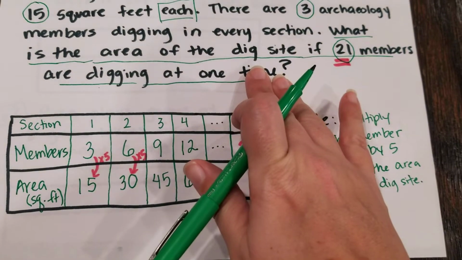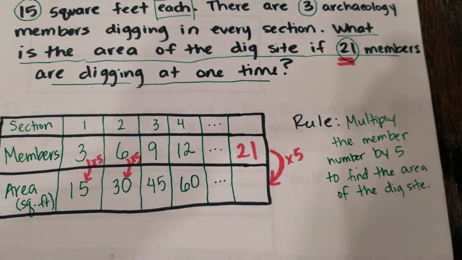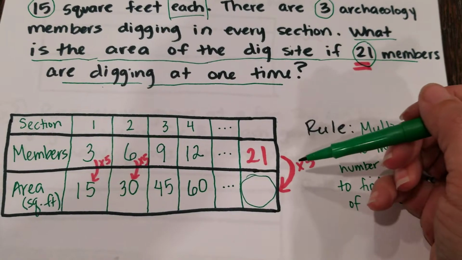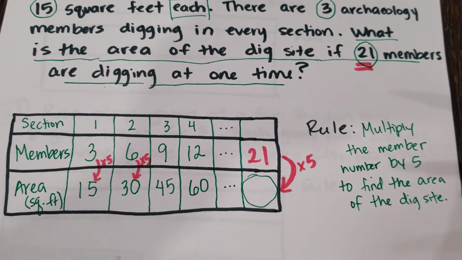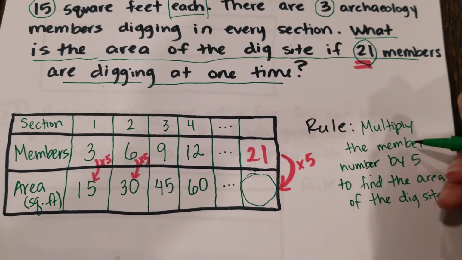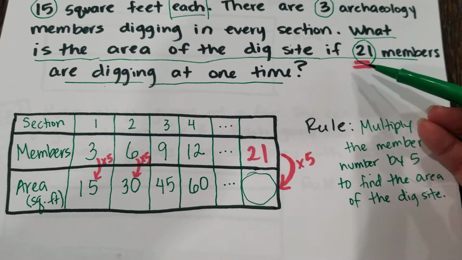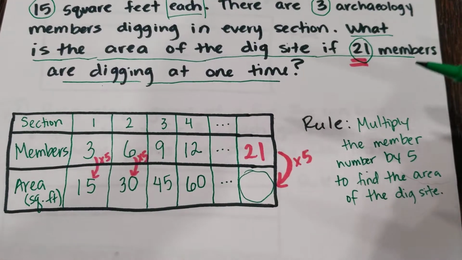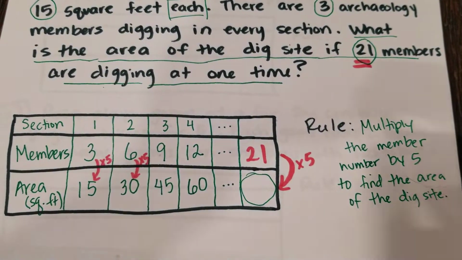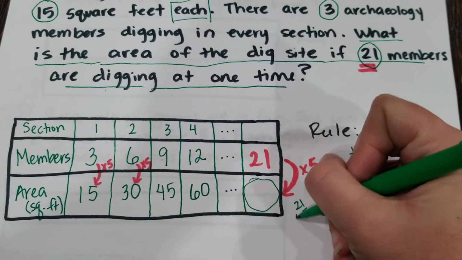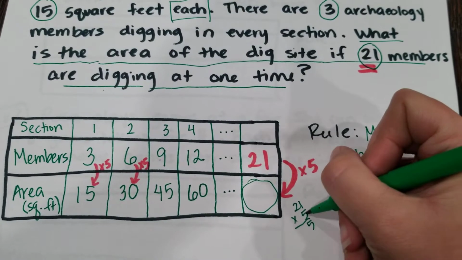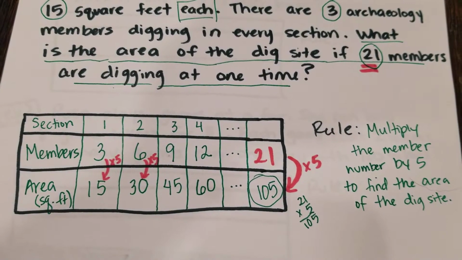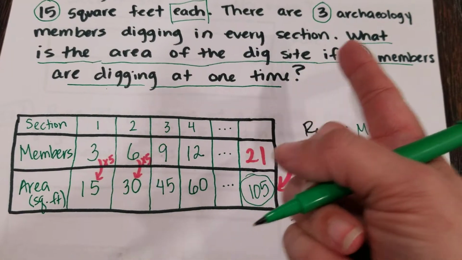Not done. We still got to answer the question. The question says, what is the area of the dig site that has 21 members? So we need to find this number right here. Okay, so that means I need to take my rule, which was times 5, and apply it to 21 members, because it says multiply the member number, 21, by 5 to find the area. And that's what we need to find. What is the area? Okay, so 21 times 5, I can do that mental math, can you? If not, I'll do some side work. 21 times 5, 5 times 1 is 5, 5 times 2 is 10. That's 105.